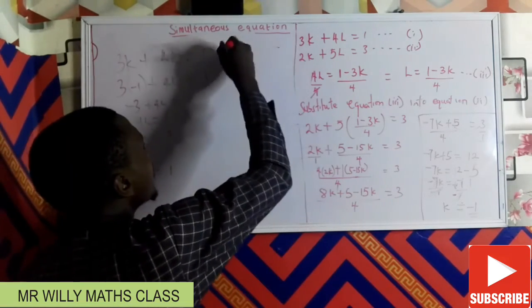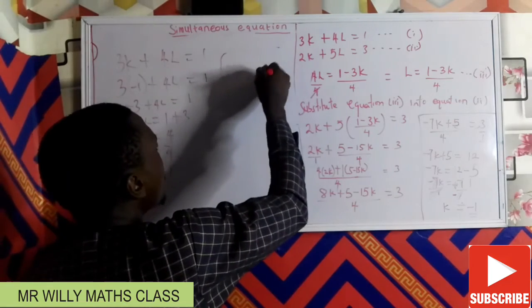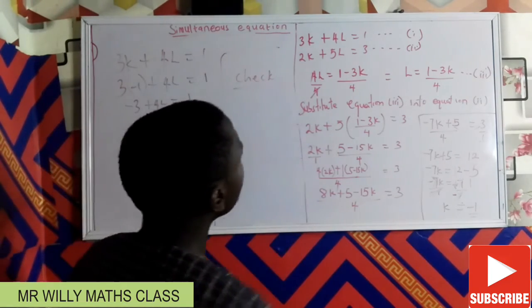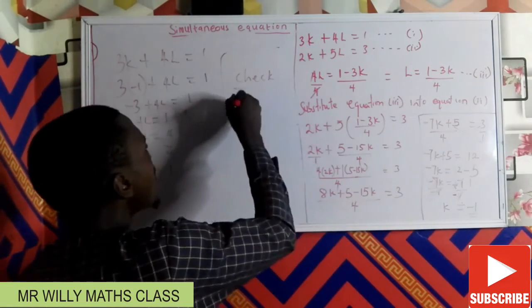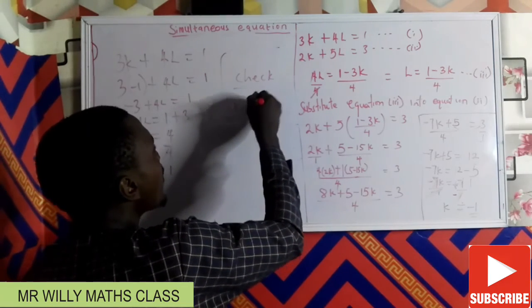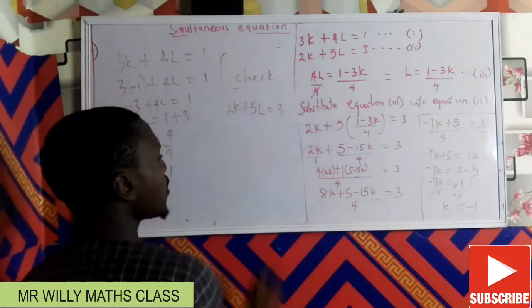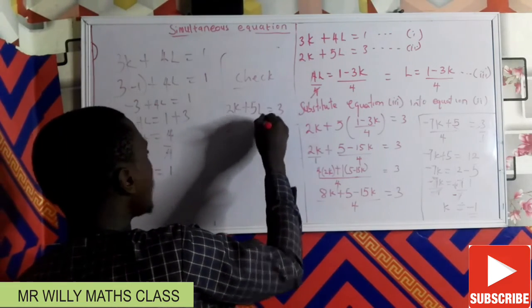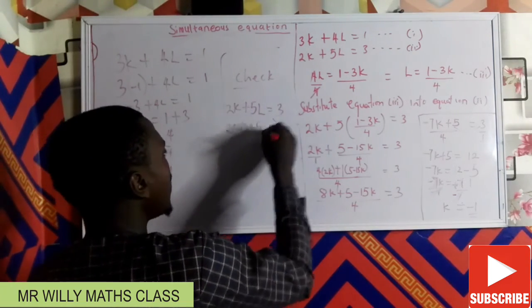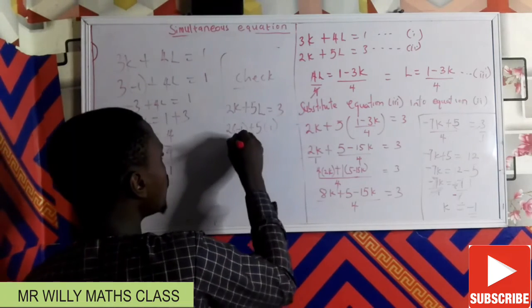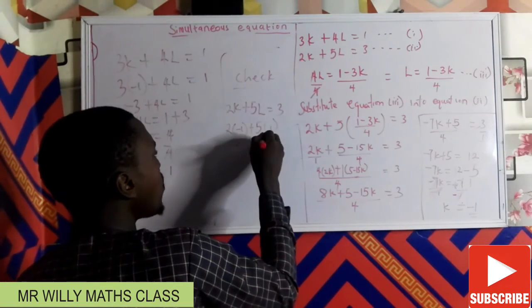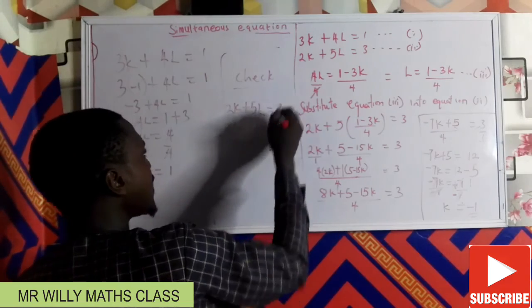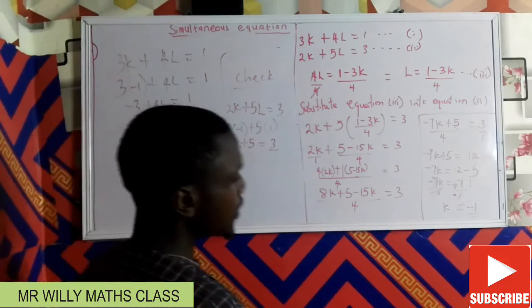Check. Let's check. We have to check. Let's pick equation 2: 2K plus 5L equals 3. Now K is minus 1, and L is 1. 2 times minus 1 plus 5 times 1. 2 times minus 1 is minus 2, plus 5. So minus 2 plus 5 is what? 3. 3 equals 3. Can you see that we are correct?